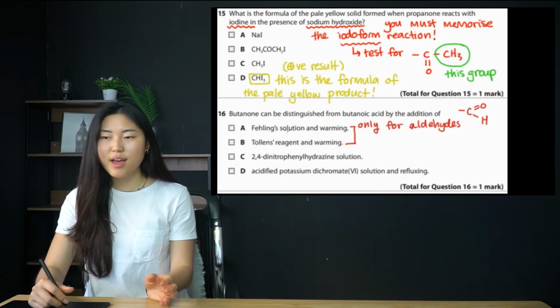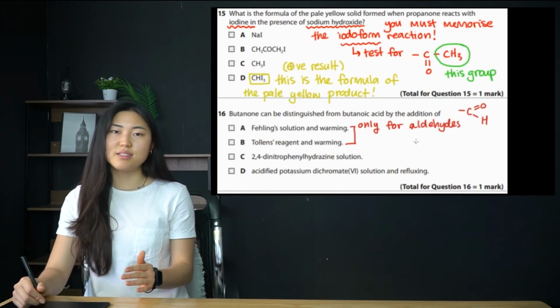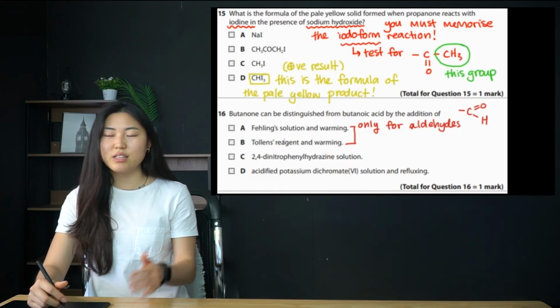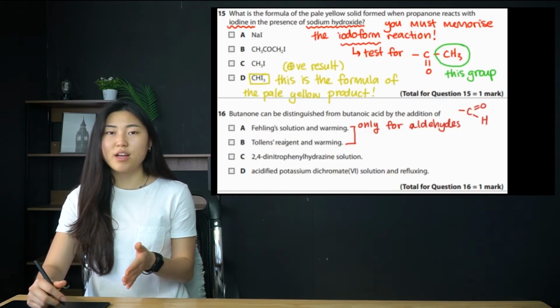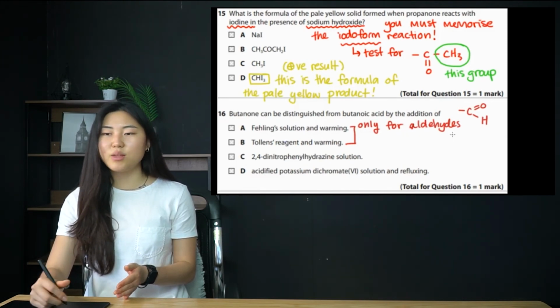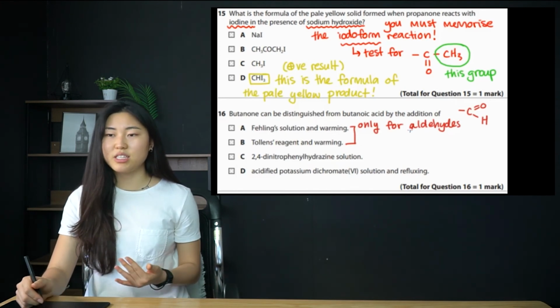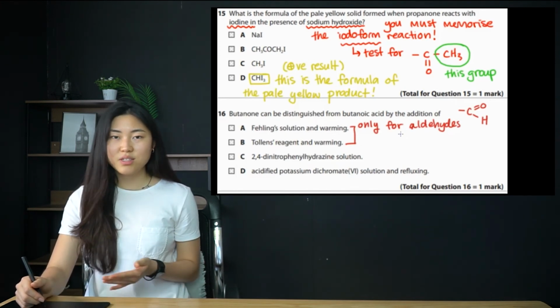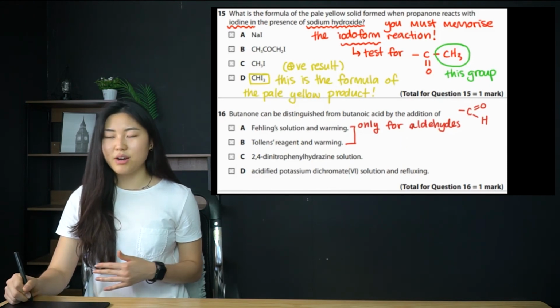Fehling's solution and Tollens' reagent, these both test for aldehydes, okay? So Fehling's starts from a blue solution and then it gives a brick red precipitate if they come in contact with aldehydes. And with Tollens', you get a silver mirror, right, with aldehydes. But we don't have aldehydes, we have a ketone and a carboxylic acid. So A and B are incorrect.